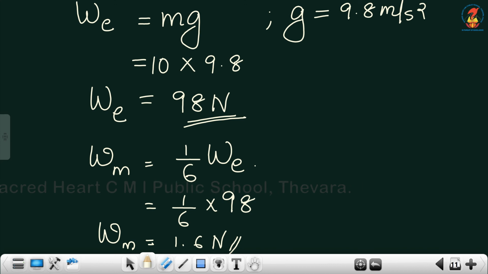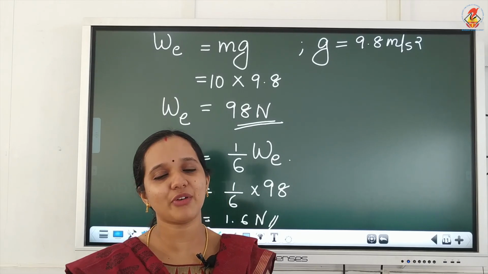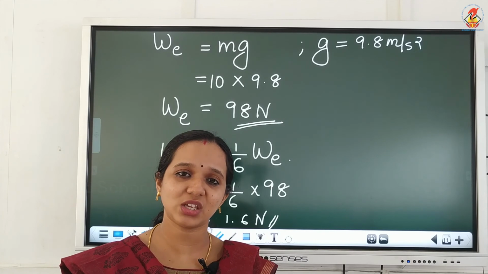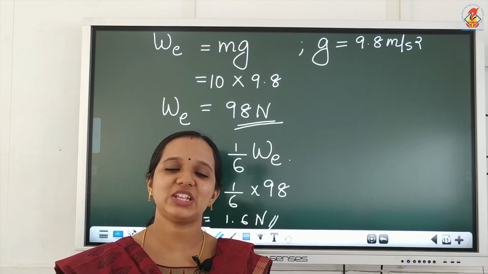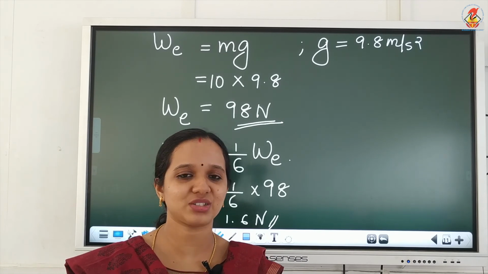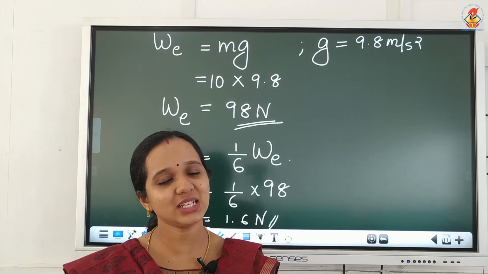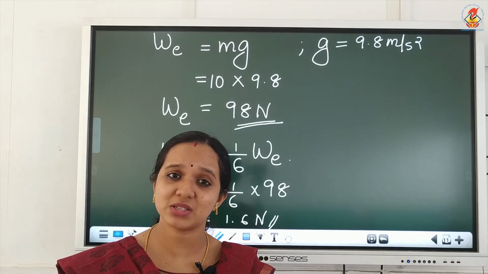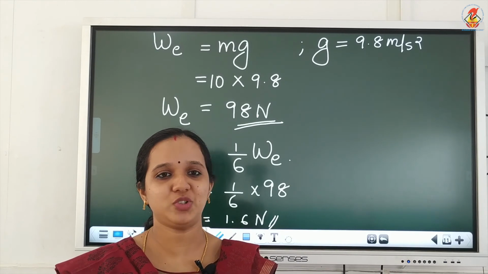And the weight of the object on the surface of earth can be easily found using the equation W is equal to mg, where g is the acceleration due to gravity, which is equal to 9.8 meter per second square, and m is the mass of the object.